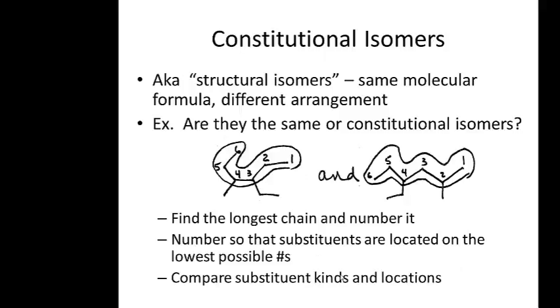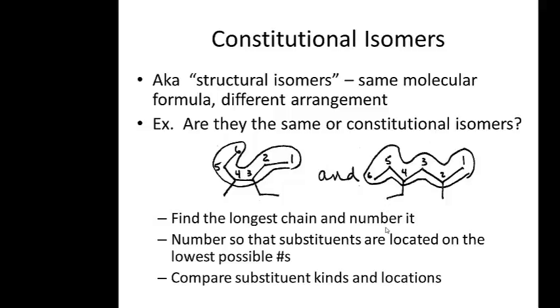Constitutional isomers are another name for what used to be called structural isomers, where we have the same molecular formula but a different arrangement of atoms within that structure. An example here gives you 2 structures and asks if they are the same or if they're constitutional isomers. The way to look at this is to start numbering your carbons, first of all, to see if they have the same number of carbons. If they don't have the same number of carbons, they can't be the same.